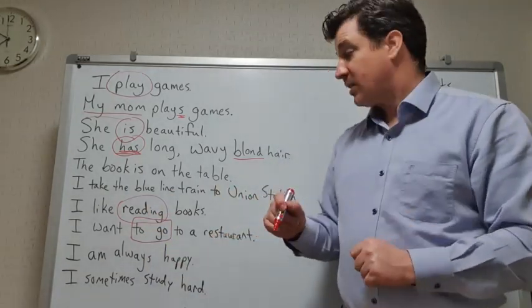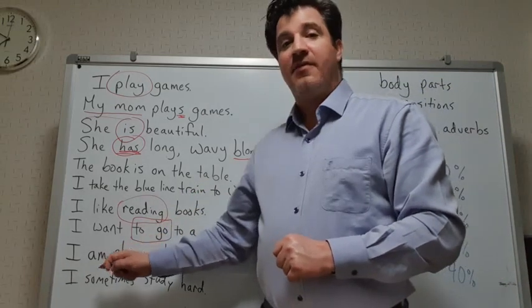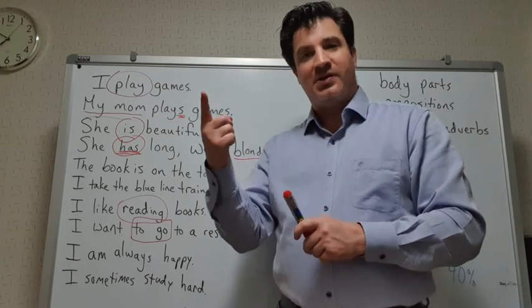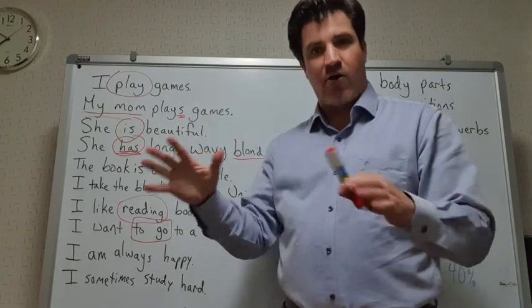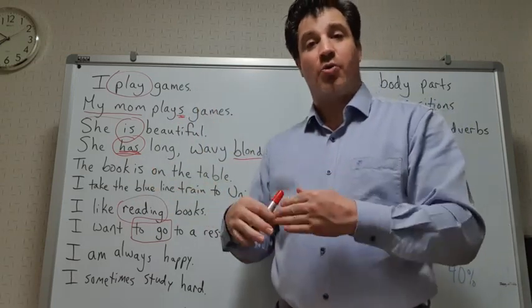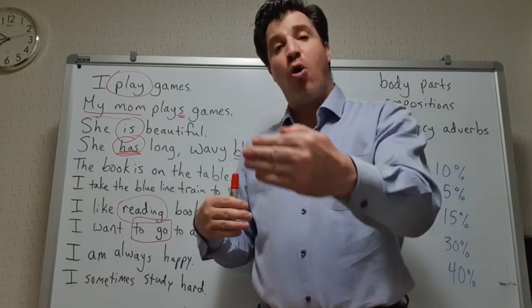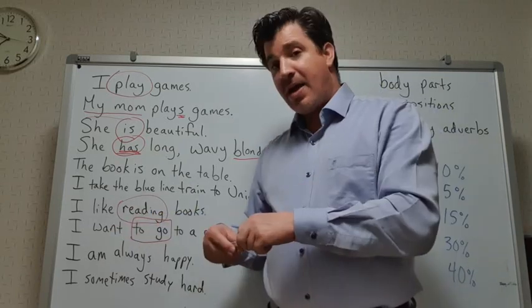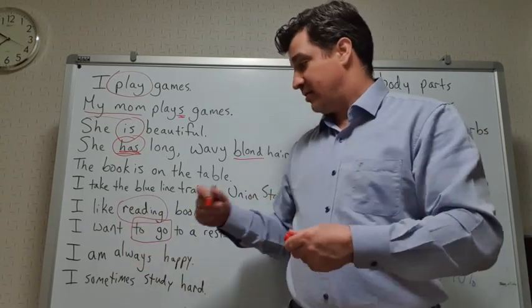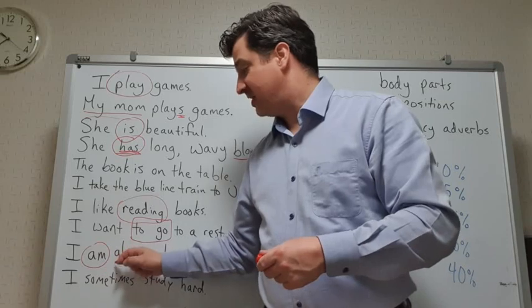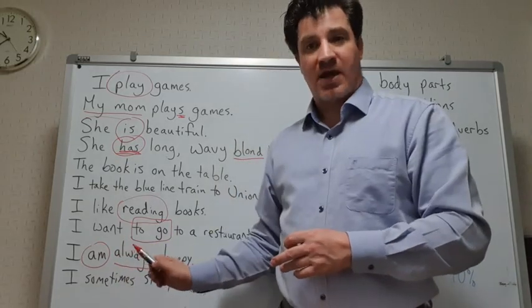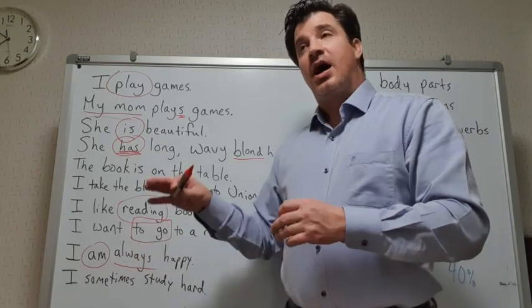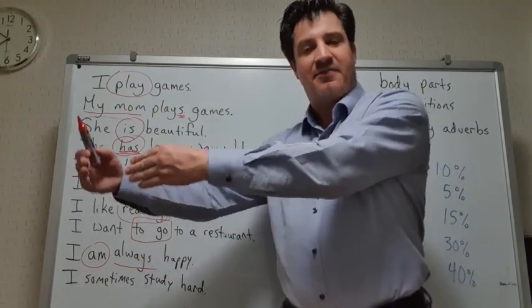And last, frequency adverbs. Always, sometimes, never. All of those words, you are going to talk about how often you do something. I am always hungry. A be verb comes in front of that word. I am always. She is never tired.